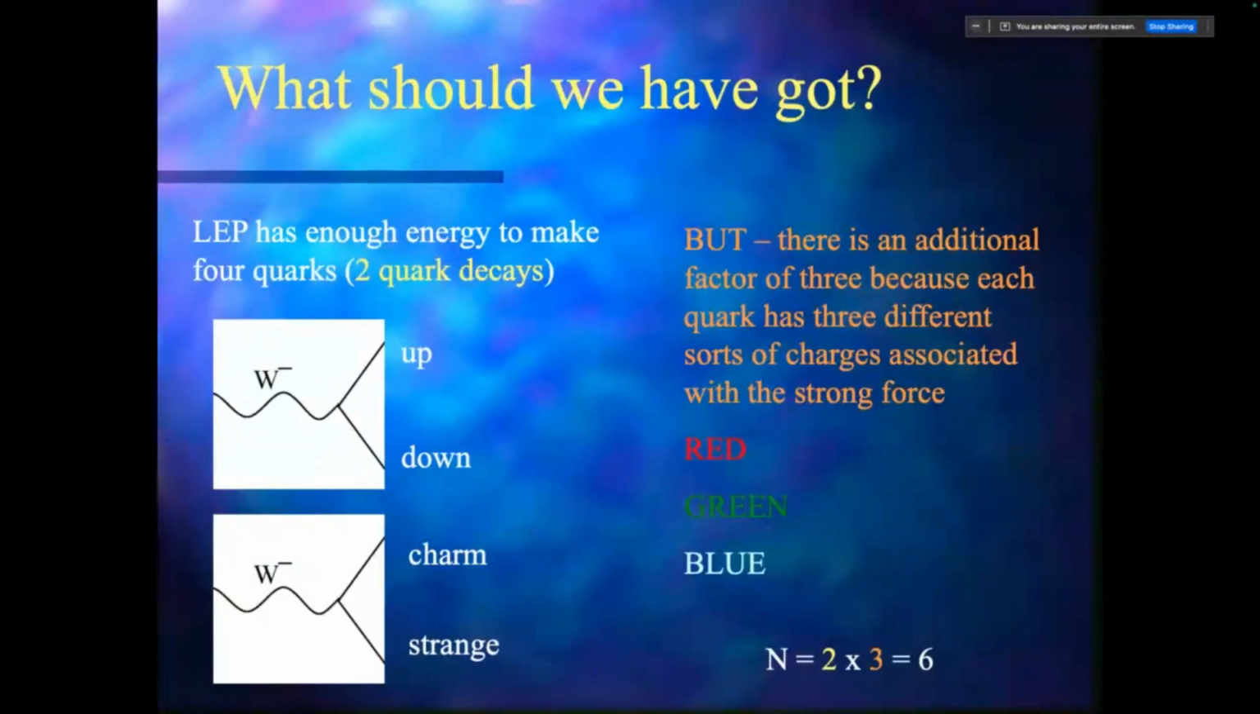And so for each of these different types of quark decay, so the up and down one or the charm and strange one, there are actually 3 possibilities, depending on the so-called color charge of these final states. And so rather than having 2 possibilities, we actually have 2 times 3 possibilities, which is 6.